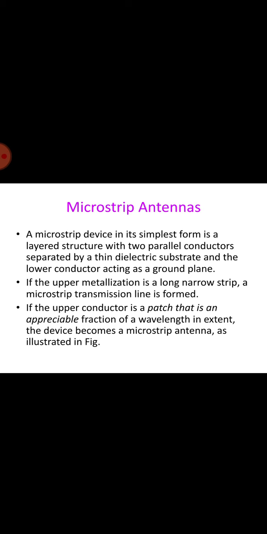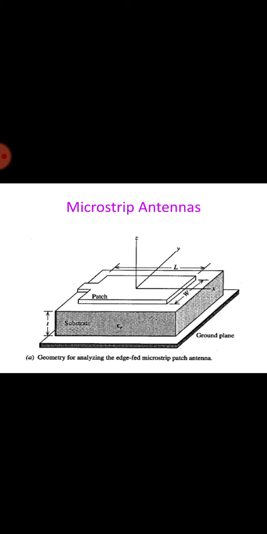So now a microstrip device can be defined, in its simplest form, as a layered structure with two parallel conductors separated by a thin dielectric substrate, with the lower conductor acting as a ground plane. If the upper metallization is a long narrow strip, a microstrip transmission line is formed. If the upper conductor is a patch that is an appreciable fraction of a wavelength in extent, the device becomes a microstrip antenna, as shown in this figure.